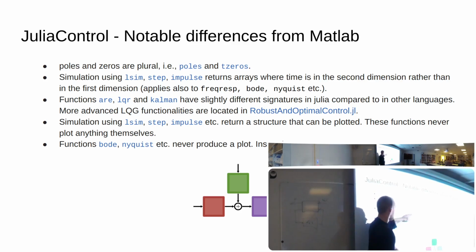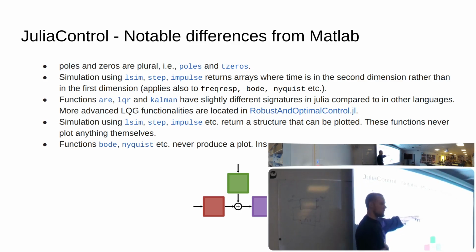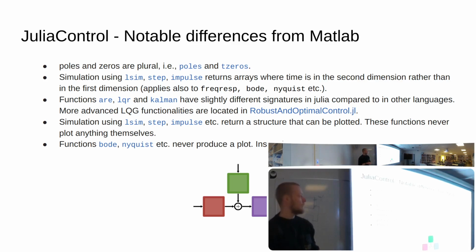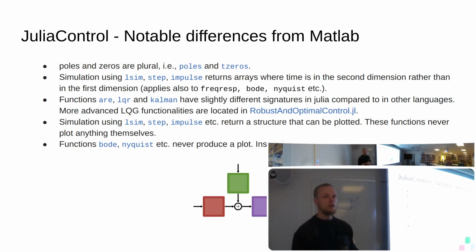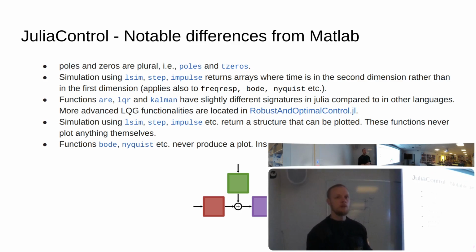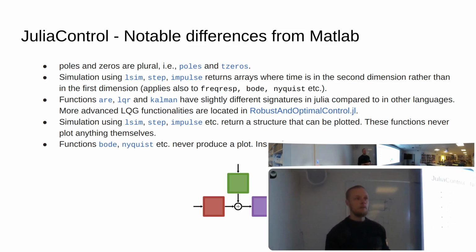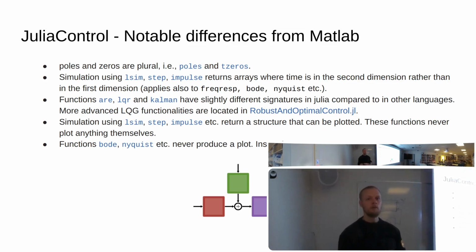The same for LQR and Kalman. And we have separated out some of the more advanced features into this robust and optimal control package. What kind of advanced features? Just more options. And this package implements a type called LQG, that if you create an LQG problem, you can automatically ask for what is the controller, what is the observer, what is the sensitivity function, plot me the gang of 4, all of that stuff, so you don't have to do all of that manually.